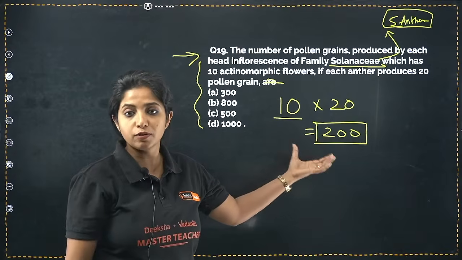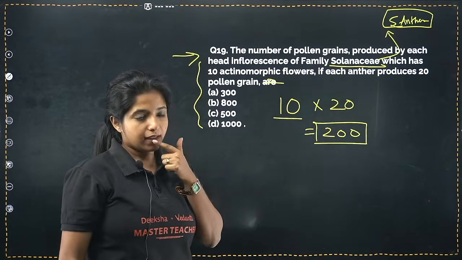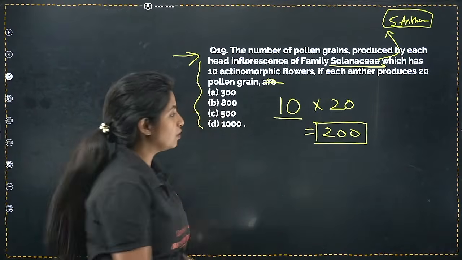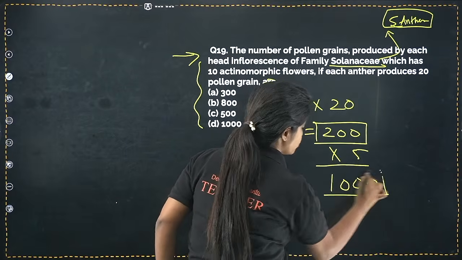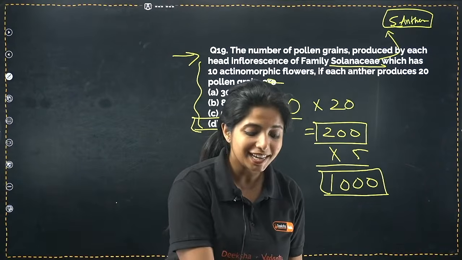Now what? We are saying this particular flower belongs to family Solanaceae. In one particular flower, you have 5 anthers. So for 200 of them, if you calculate 200 into 5, it will be what? 1000. Your answer for this question is going to be D.